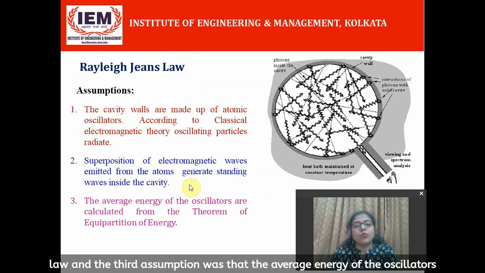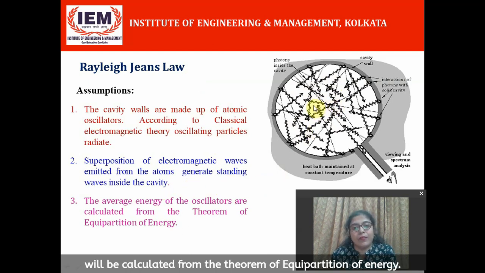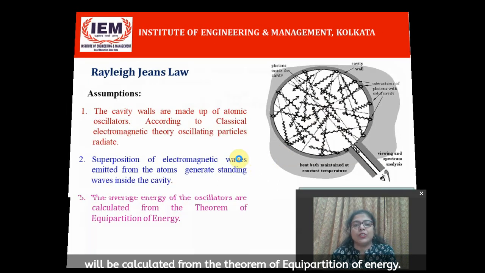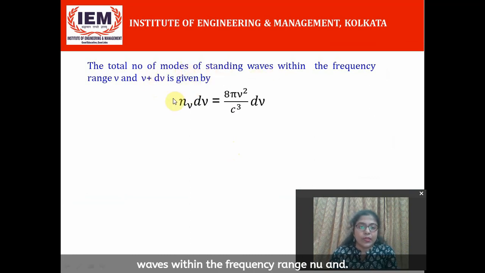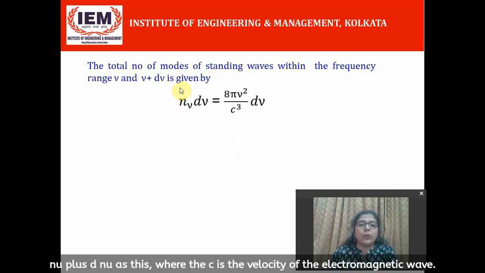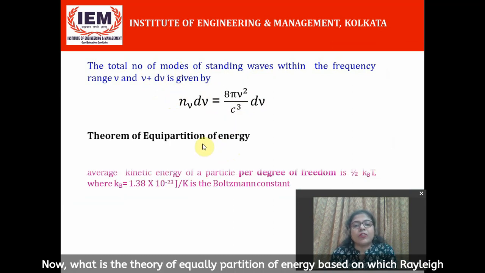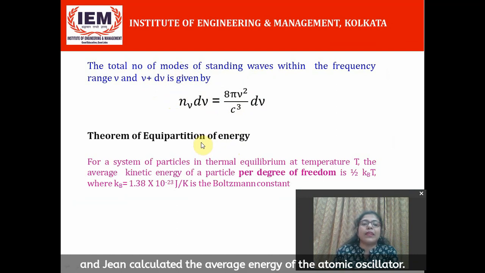And the third assumption was that the average energy of the oscillators will be calculated from the theorem of equipartition of energy. So Rayleigh and Jeans calculated the number of modes of the standing waves within the frequency range nu to nu plus d nu as this, where c is the velocity of the electromagnetic wave. Now, what is the theory of equipartition of energy? Based on this, Rayleigh and Jeans calculated the average energy of the atomic oscillator.